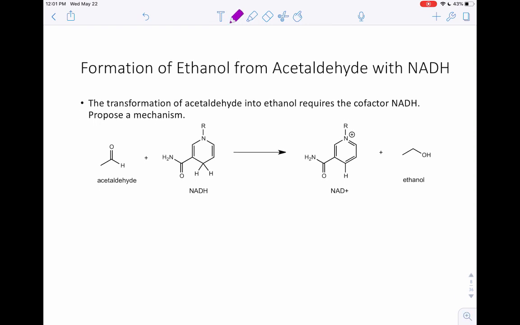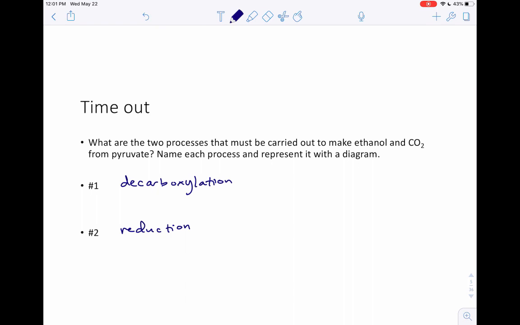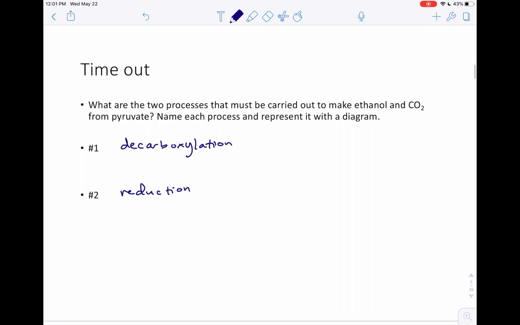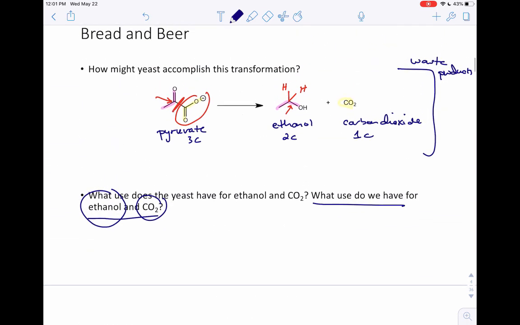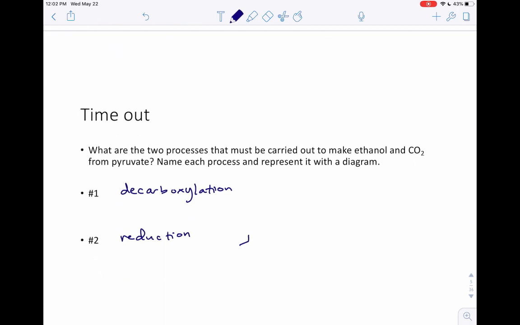Now, if you remember, we said there were two things that needed to happen in order to convert pyruvate into ethanol and carbon dioxide. We said they need to have decarboxylation and reduction, right? So we've had the decarboxylation, but at this point, we haven't had the reduction. So right now, we actually have acetaldehyde. We have the two carbons, but we need to convert it into ethanol. And that will occur by a reductive process.